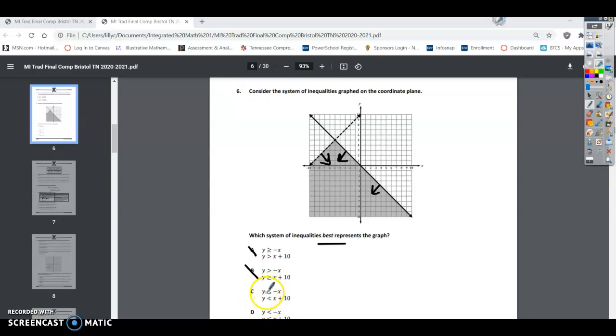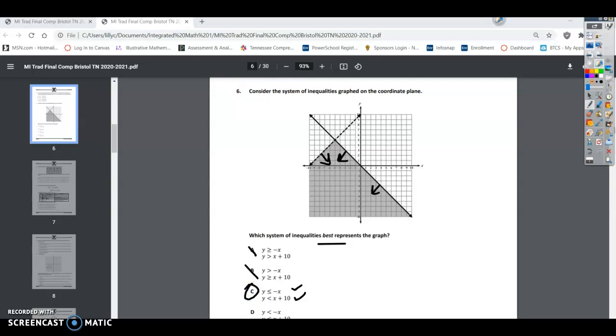C part says y is less than or equal to negative x. All right, so negative x, if we have through the origin, we go down 1 over 1, down 1 over 1. That looks like the correct inequality. And y less than x plus 10. Here is 10, so that's our y-intercept. We have a positive slope, so if we go down 1, back 1, down 1, back 1, a negative makes that a positive. Or you can see that it's going uphill from left to right, so that also makes it positive. So C is probably the correct answer.